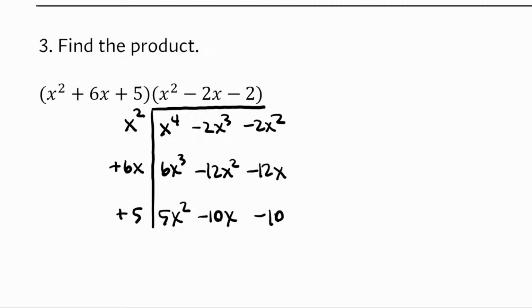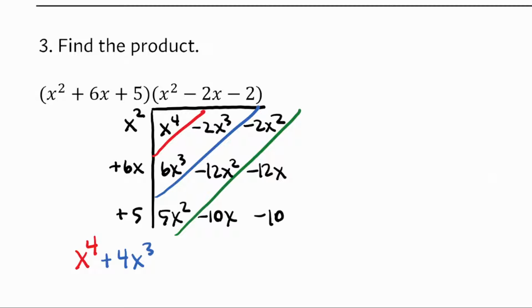So I'm really looking for all of the x to the 4s. I'm seeing just 1 x to the 4. Okay, on x to the 3s, I'm seeing 6 minus 2, so that would be plus 4x to the 3. X to the 2s, I'm seeing it right there. Negative 14 plus 5, that feels like negative 9x to the 2. And then with the x's, I'm seeing negative 10 minus 12 would be minus 22x, and then there, minus 10. And that's the product.